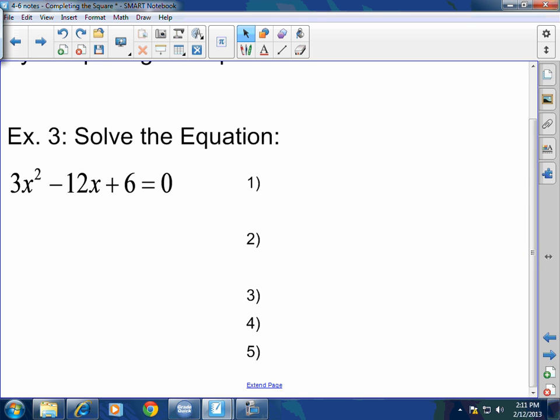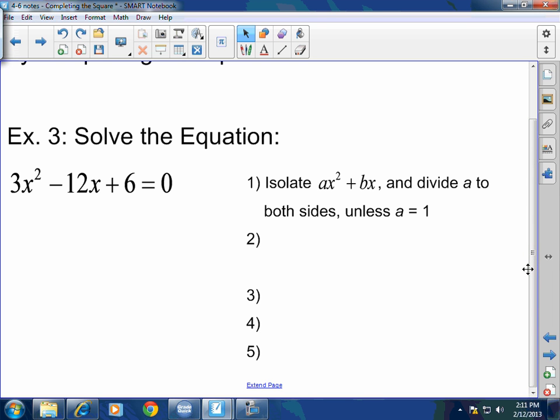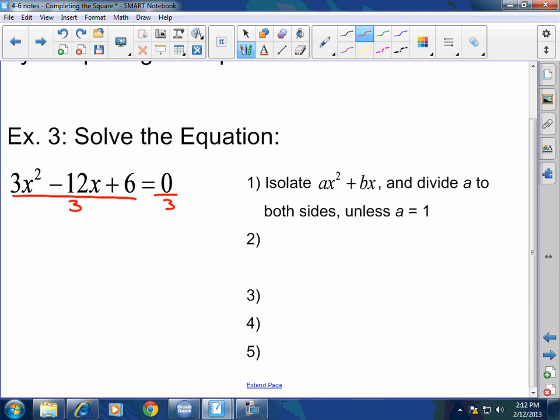Okay. Number 1, isolate the ax squared plus bx and divide a to both sides, unless a equals 1. Basically, they want you to get the x squared and the x term alone, but they do not want a coefficient in front of the x squared except for 1. So if you want, right off the bat, divide everything by 3. That gives me x squared minus 4x plus 2 equals 0.